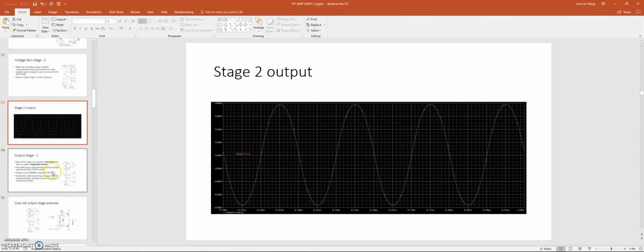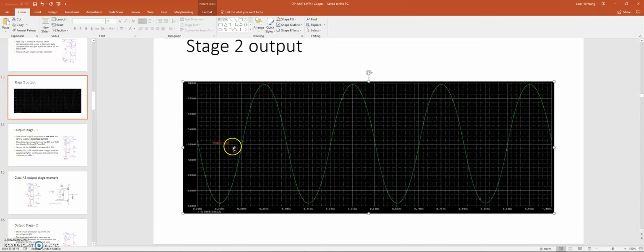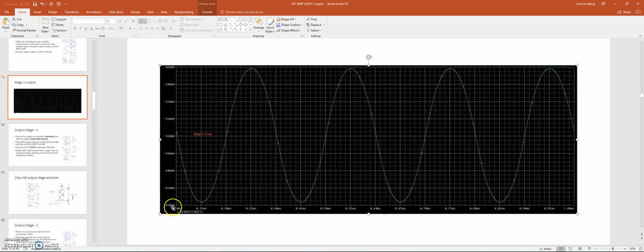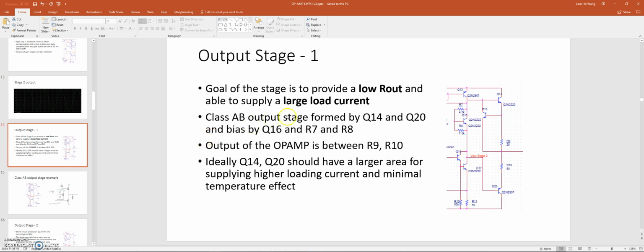And then we have a gain around. Let's see, zoom in a little bit. So this minus this is around 160. So 320, a gain of 320 around that. Okay, and then let's go to the output stage.